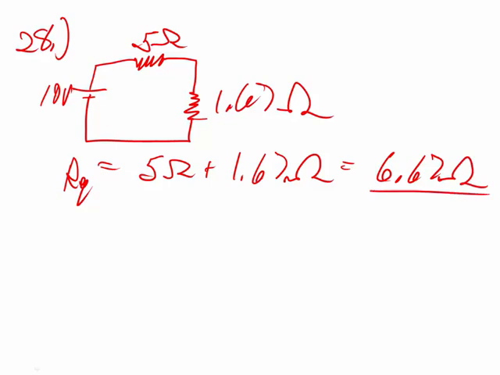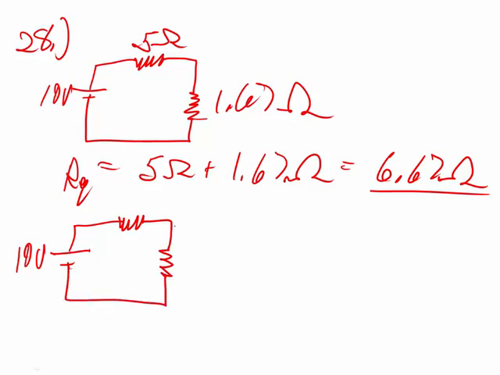Now you say, well, why are we doing that? Well, because we have to find our equivalent resistance before we can go any further. Because notice it says find the current through and the potential difference across each resistor. Well, I'm actually going to have to go ahead and redraw the circuit to do this properly. So I'm going to go ahead and redraw it.